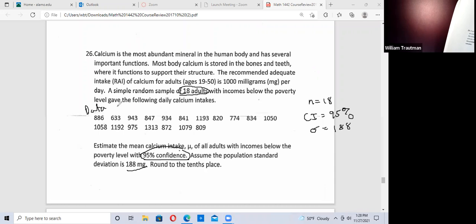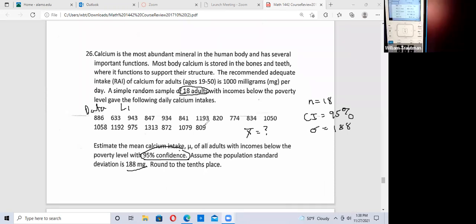So we're going to load up all our data into L1. We're going to find the mean, putting all this data into L1, and then we're going to find the confidence interval. Okay, so I added all the data into my calculator. Remember, we're doing a 95% confidence interval. Standard deviation is 188.